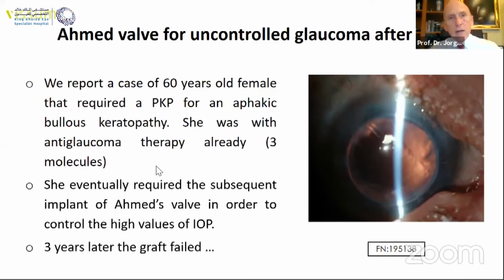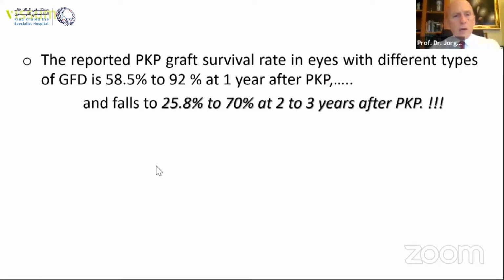it was because of the valve. So grafts and valves are not the best friends, and you have to consider that these surgical options, we shall go through this later on, are options that are very good for glaucoma control, not that good for the cornea. The reported graft survival in these with different kinds of glaucoma filtering devices is 58% to 92% at 1 year after penetrating keratoplasty, and falls to 25.8% to 70% at 2-3 years. So following penetrating keratoplasty, you have a very negative impact of any glaucoma valve, decreasing, as you see, from 50% to 1/4 the chances of the graft to survive.